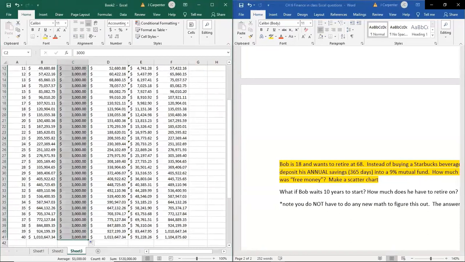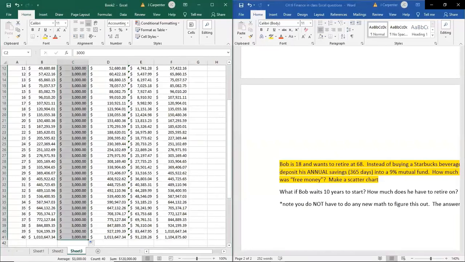How much is that a day? So 3,000, I'm out of time, so 3,000 divided by 365, that's $8.21 a day. So if you wait 10 years, instead of putting away $3.50 every day, you've got to put $8.22 every day.